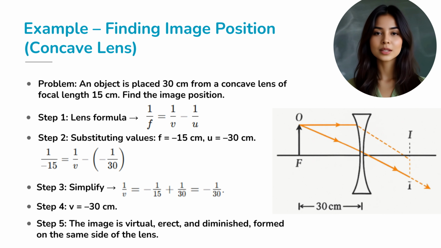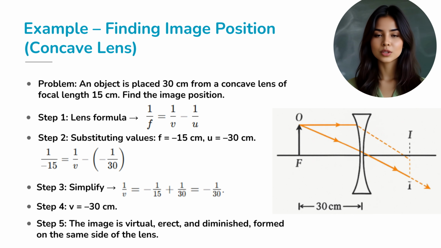Step 3. Simplify. Now let's simplify the equation. We can rearrange it to make it look easier to solve. 1 by v equals 1 by minus 15 centimeters plus 1 by 30 centimeters. This is simply adding the fractions. Let's work through this. 1 by v equals minus 1 by 15 plus 1 by 30.